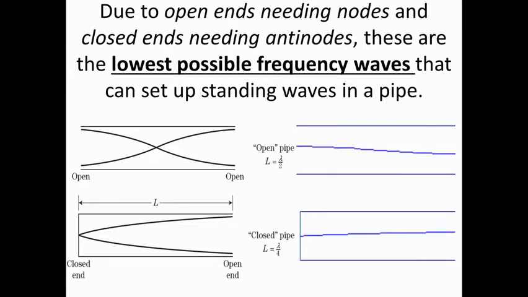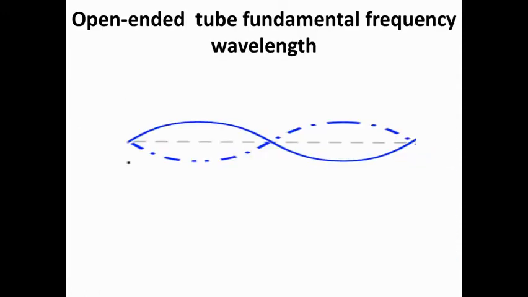Everything that we're going to take a look at after this is going to be either this frequency or a multiple of it. So let's take a look at how much of a wave that actually is. What we have right here is a full complete wavelength. And remember, every antinode from midpoint to midpoint would be considered half a wavelength. So we have an entire whole wavelength here.